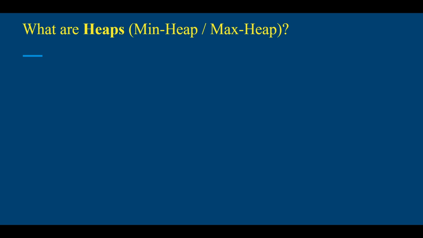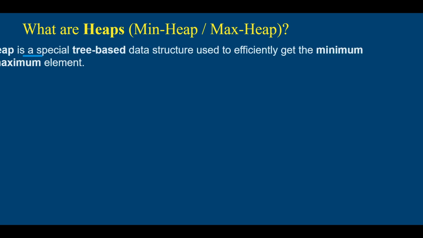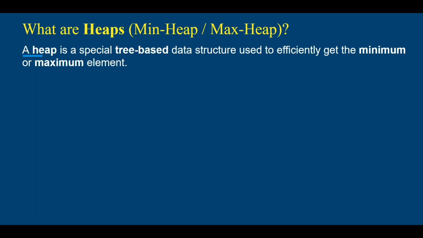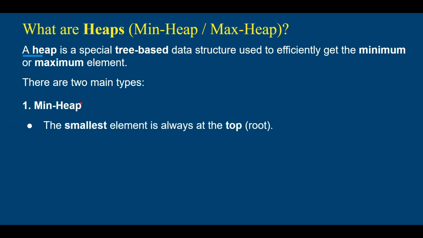First of all, let's understand what a heap is, min or max heap. So there are two things, the min heap and max heap. A heap is a special tree based data structure that is used to efficiently get a minimum or maximum element. There are two types of heap. The very first is the min heap, as we can see here. We use a min heap where we need to retrieve the smallest element. The smallest element is always at the top, which is called the root in the tree data structure.